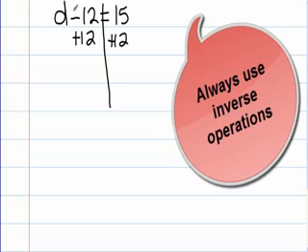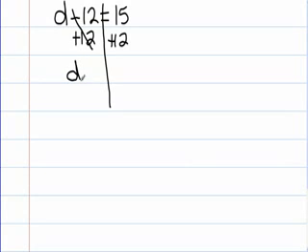If we look to the left side of our equal sign, minus 12 plus 12 are going to cancel out, leaving me with D equals 15 plus 12 gives me 27. So let's check our answer.